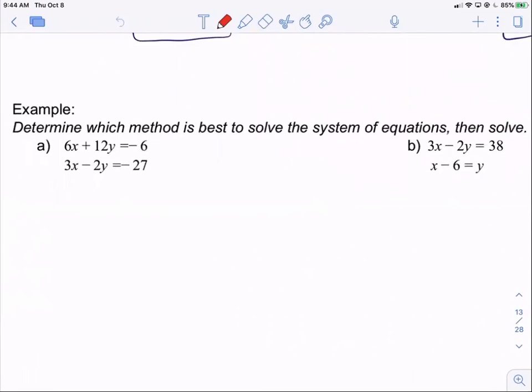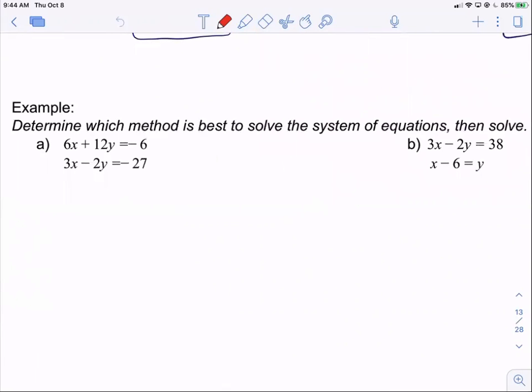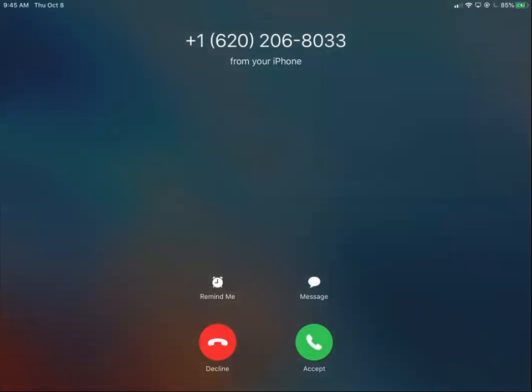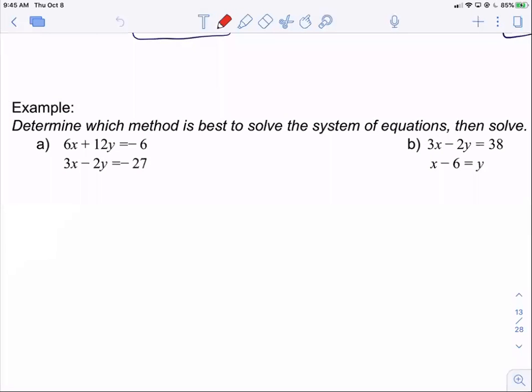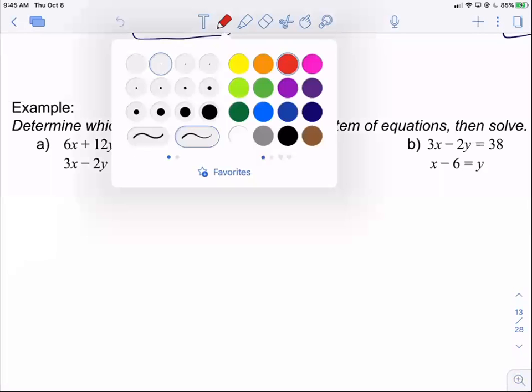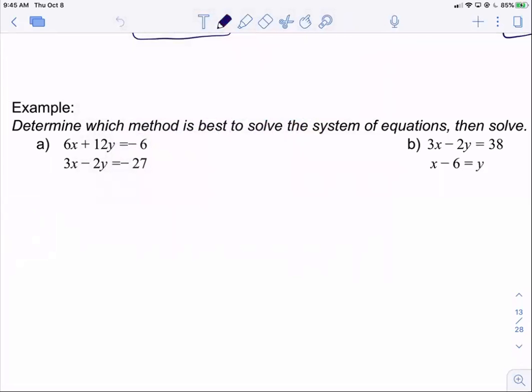Okay, so looking at example A, and I don't have my Apple Pencil, give me a second. Looking at example A, which method do you think we should use? Do we want to use substitution, elimination, or graphing? Either one works. Any one of them will work, but which one's going to be the easiest to use? If we use substitution, let's talk about that. If we were to solve for a variable, more than likely, we're going to get what? A fraction. Do we like working with fractions? No. We can, but we don't prefer it. So instead, let's use elimination.